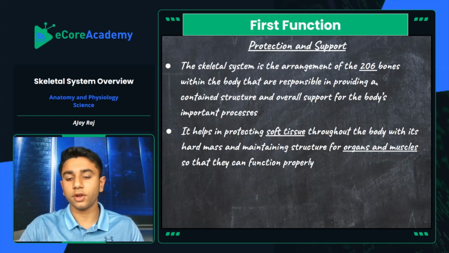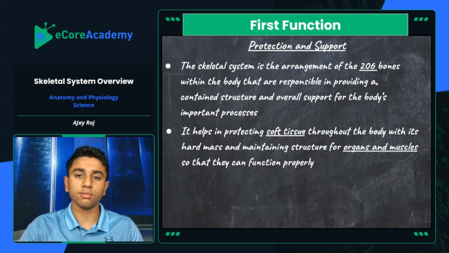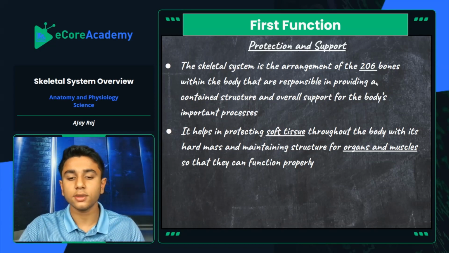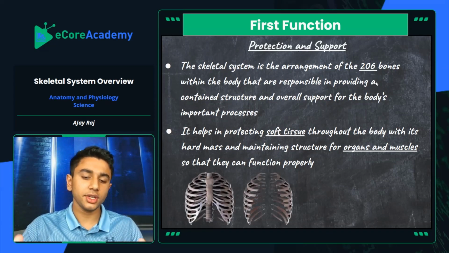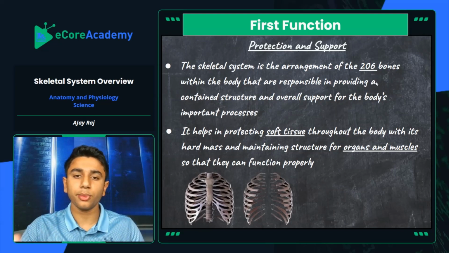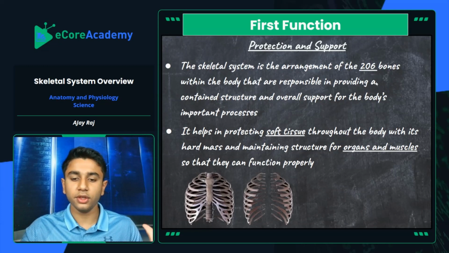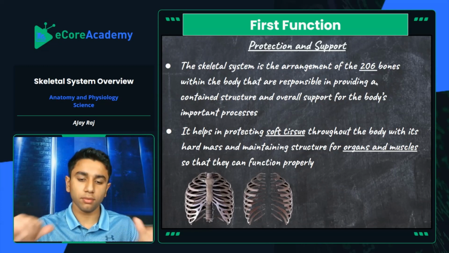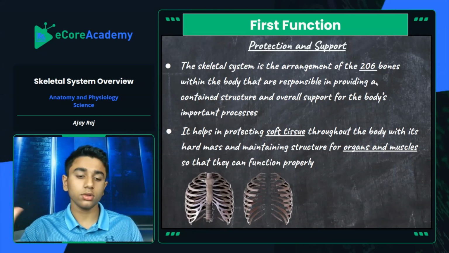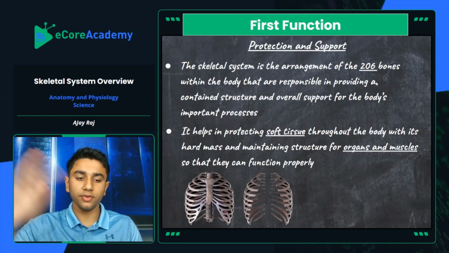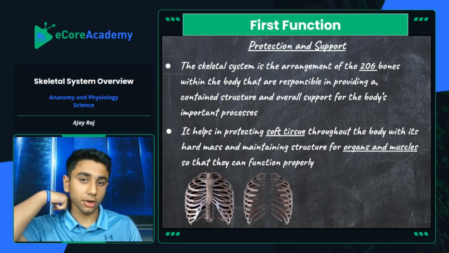So this allows them to function properly with the protection and support that the skeletal system provides. And just as a simple example here, we have the rib cage. This is a frontal and axial back view. This is an axial view, you're looking from the front and back. Caudal, like I said before in my previous anatomy and physiology terms video.